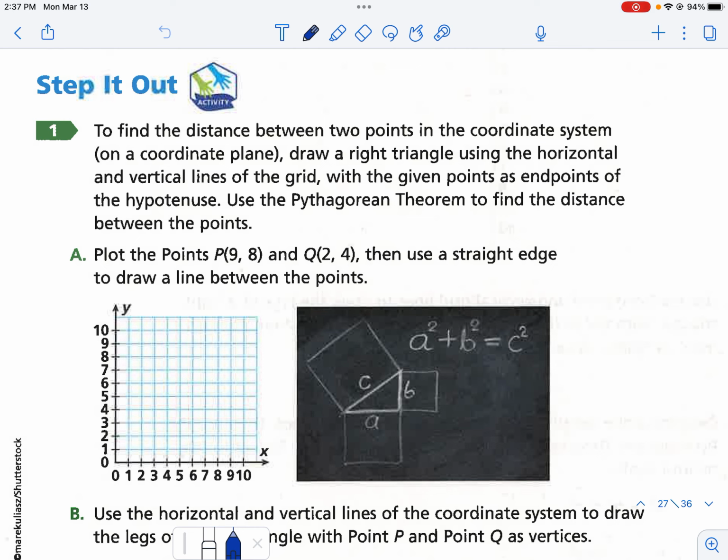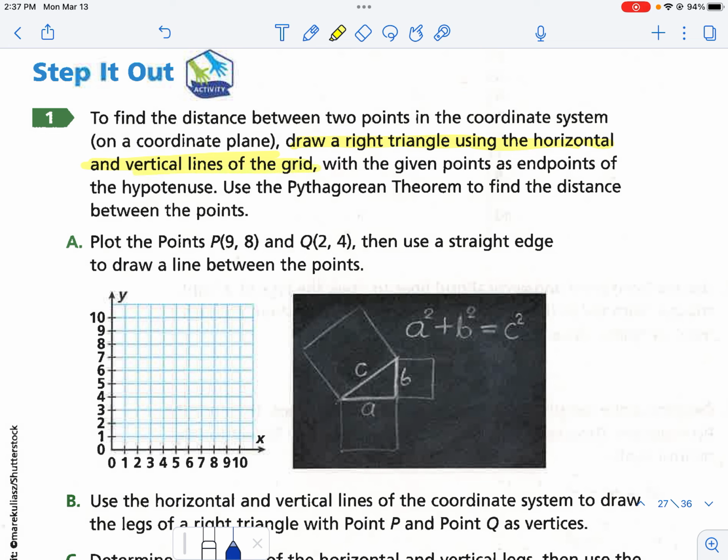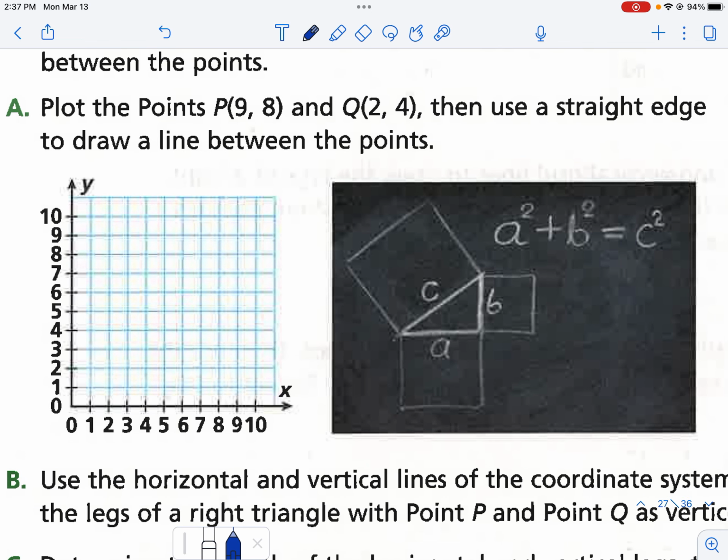To find the distance between 2 points on a coordinate plane, the first thing it says to do is draw a right triangle using the horizontal and vertical lines of the grid with the given points as endpoints. It's just like when we were finding slope and we drew those triangles. So 9, 8: I'm going to go over to 9 and up to 8. So 9, 8 is here. And then 2, 4 is here. And all I'm going to do is draw a right triangle.